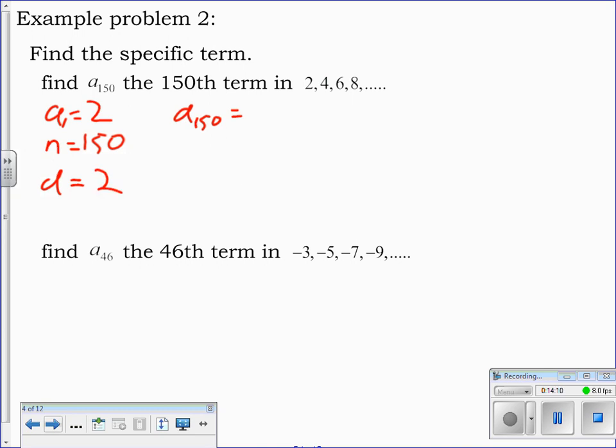Plug in the things I know into the equation, figure out what I don't know. A sub 1 plus n minus 1 times d. I believe that works out to be 300. It was like n1 equals 2 and n2 equals 3. Can you just do it 150 times 2? Yeah, on this particular one you can, but if it wasn't 2 for the difference and if it was something else, you need to know how to use the formula.